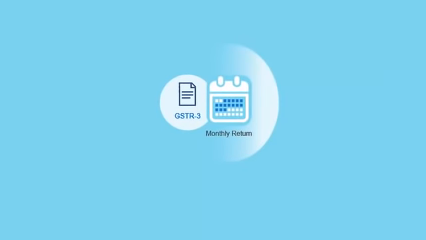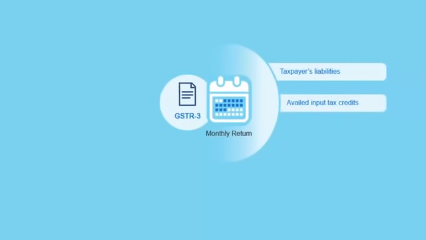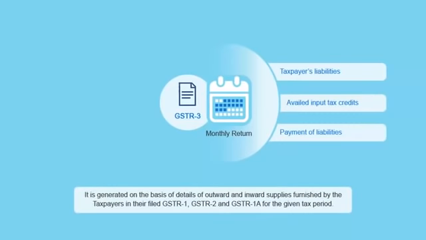GSTR3 is a consolidated monthly return stating the taxpayer's liabilities, availed input tax credits, and the payment of liabilities. It is generated on the basis of details of outward and inward supplies furnished by the taxpayers in their filed GSTR1, GSTR2, and GSTR1A for the given tax period.